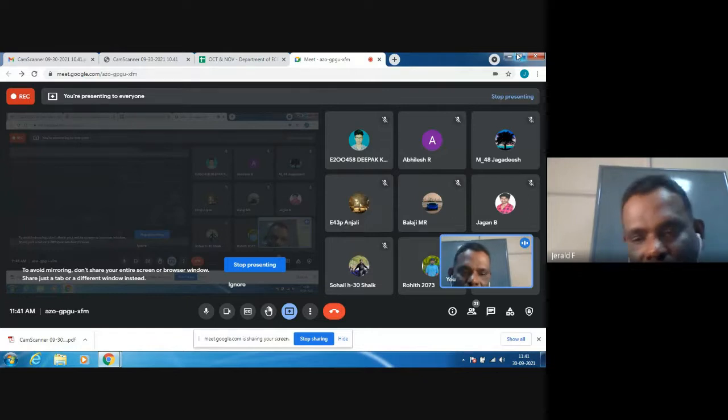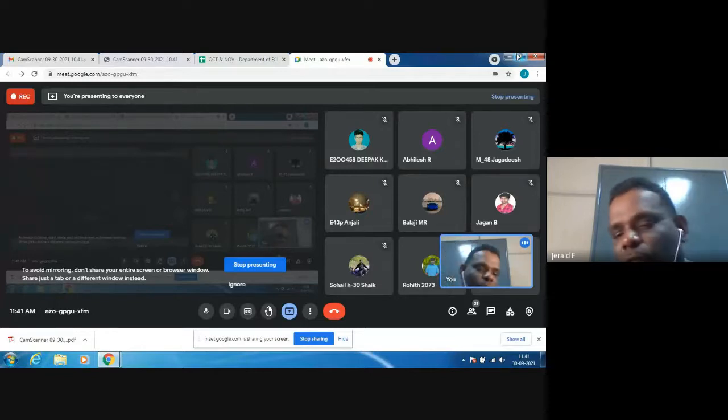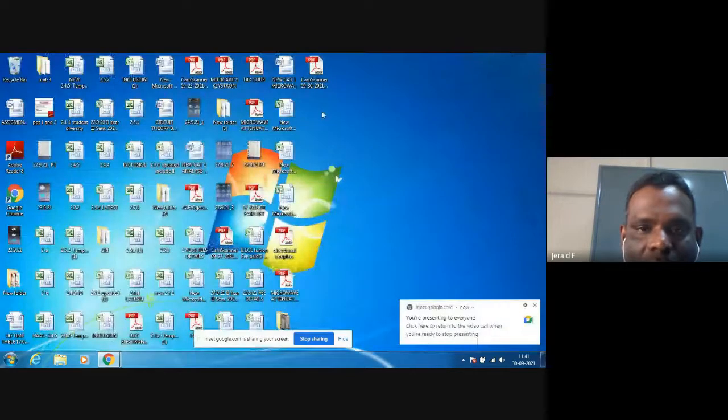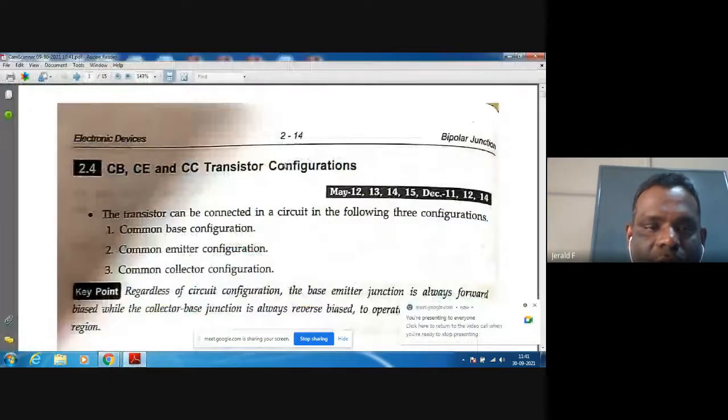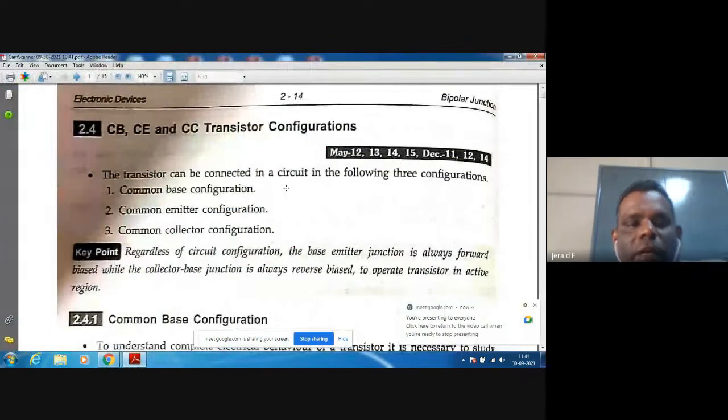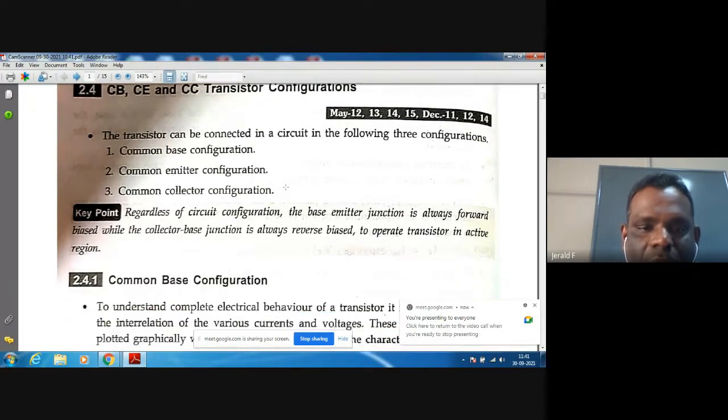Normally, you can check that of the three configurations, the very good configuration is the common emitter configuration. So first we have to discuss the function of the transistor. There are three types of configurations available. The first one is common base, then common emitter, and common collector.